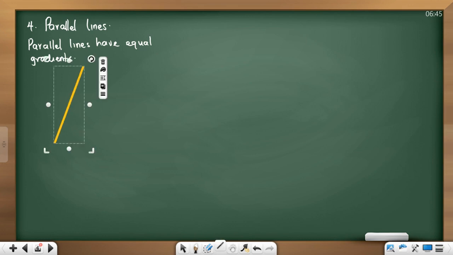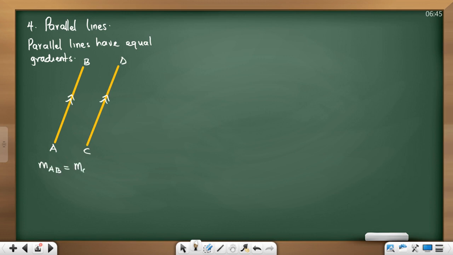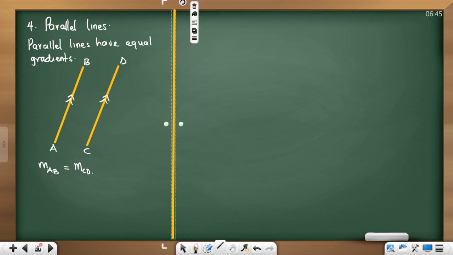So if this line is parallel to that line, A, B, C, and D, then we know that the gradient of AB is the same as the gradient of CD. Please make sure that your AB letters are subscript and not as big as the m. And please, the m is a small letter m. That we are done.